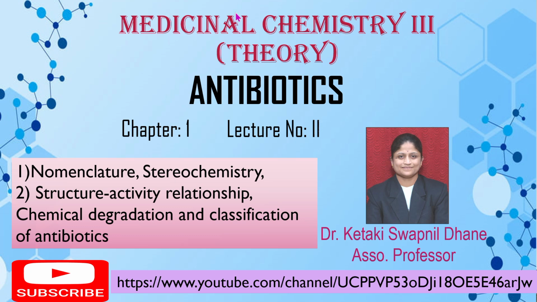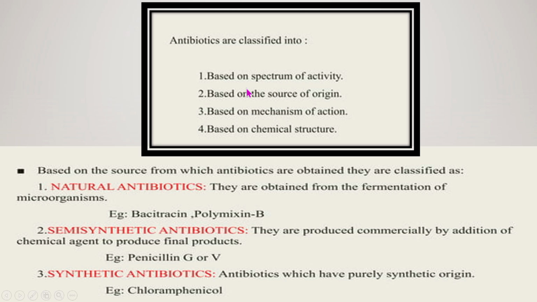Now in yesterday's class we already started a discussion on the classification of the antibiotics, so we will proceed accordingly. Antibiotics are classified into basically 4 categories depending upon the spectrum of activity shown by the antibiotics, which we already discussed in yesterday's class. Then the second type of classification is based on the source of origin.